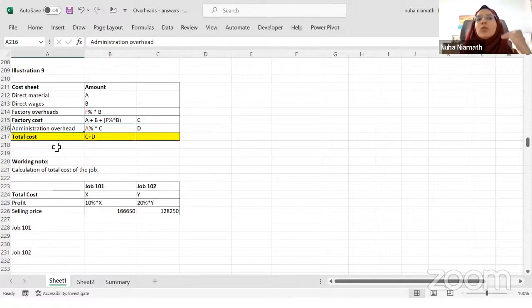And then we have the admin overhead, which is added to the factory cost, which is A% of C. Let's keep that as D. Why A% of C? Because the question says so. And then our total cost will be factory cost plus the admin overhead, which is C plus D. Is it okay now, Tawfiq?